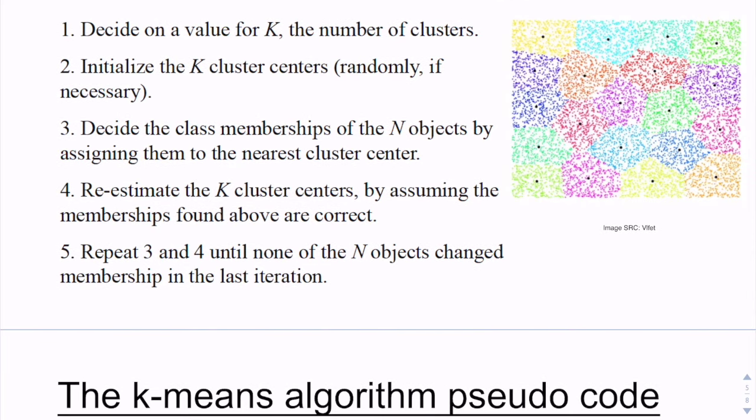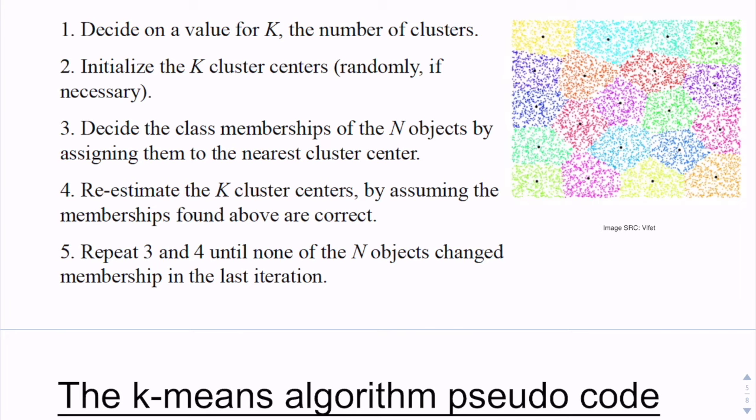In the third step, we decide the cluster membership for the n samples. If you have n samples, we compare each sample to each of these cluster centers, and we assign that sample to the center to which it is closer, based on the similarity measure we are using. In here, we use a similarity measure based on Euclidean distance.